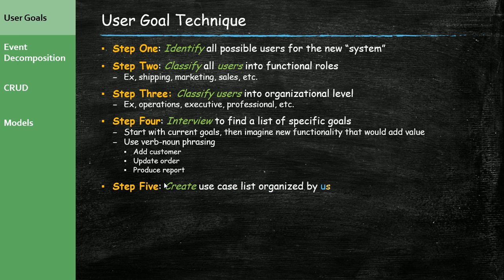Step 5, we're going to create the use case list organized by user type. So we're going to think, okay, for each one of my users, here's all the stuff that they were expecting to be able to do with the system.